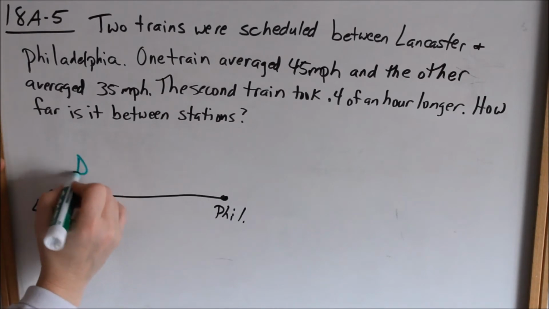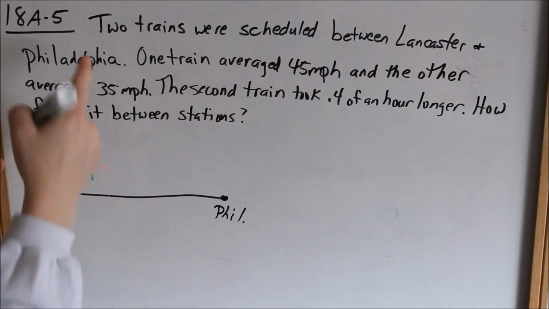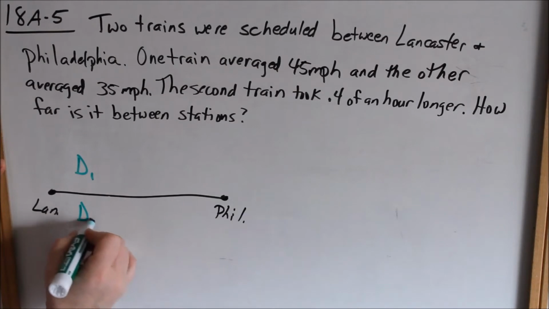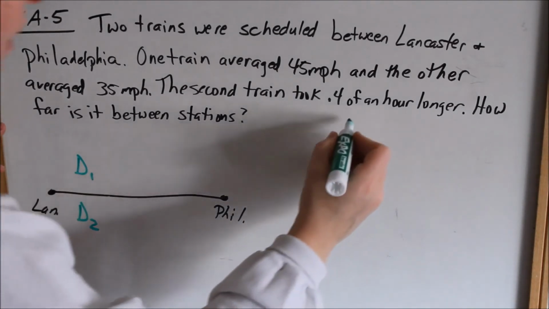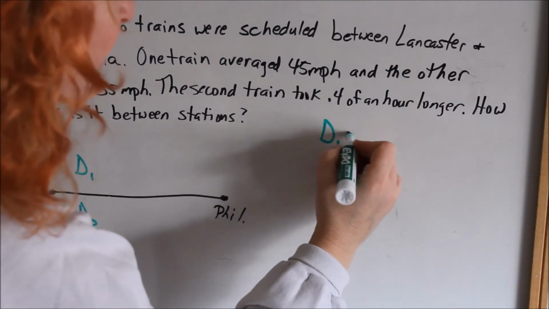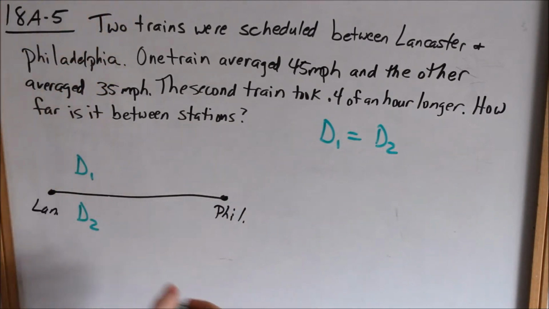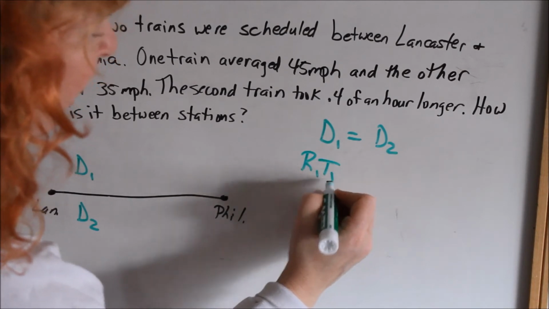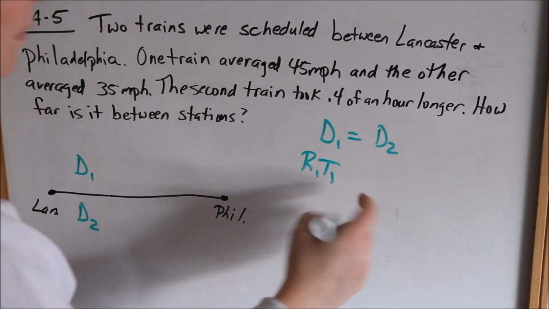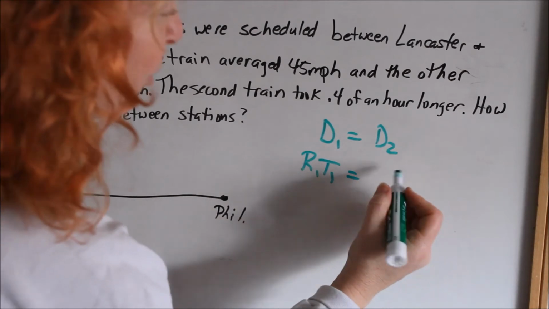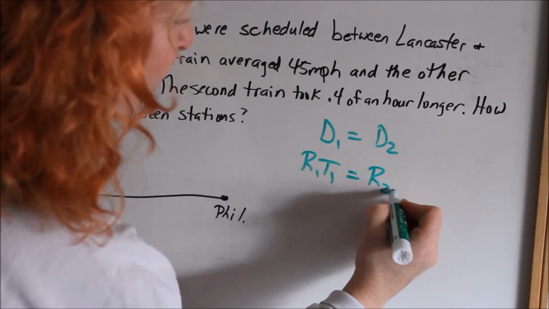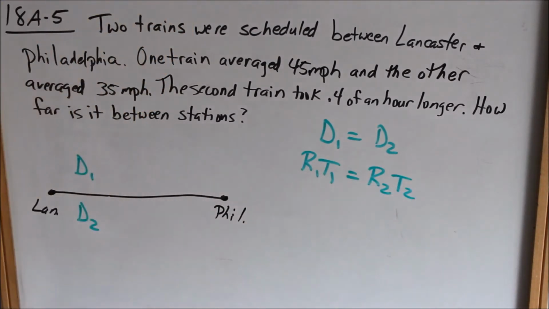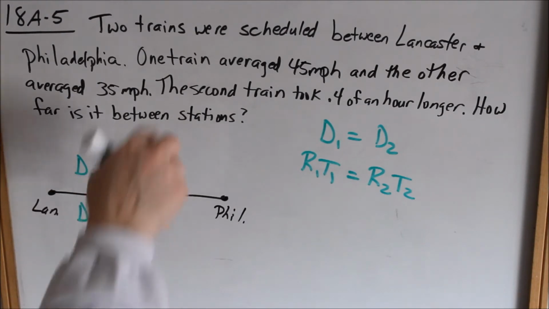So we're just going to call this one D1 for train 1, and we'll call this one D2 for train 2. So we can make the statement that D1 equals D2. The first train's distance equals rate times time, and I'm going to put these labels on there: rate 1 times time 1. And then the second train is going to have a distance of rate 2 times time 2. I usually like to write all that down, and then I'll go back to the problem and get all my information.